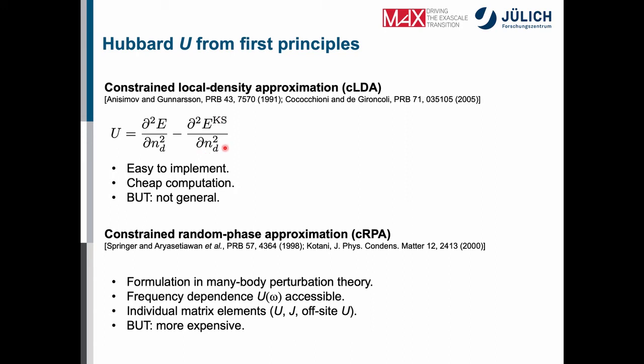The advantages of this approach are: it is quite straightforward to implement in a DFT code, and computations are fast, because it is DFT. But the information that you get is limited. For example, the frequency dependence is not accessible, and you cannot get individual matrix elements, such as the Hund's exchange parameter or off-site Hubbard U parameters.